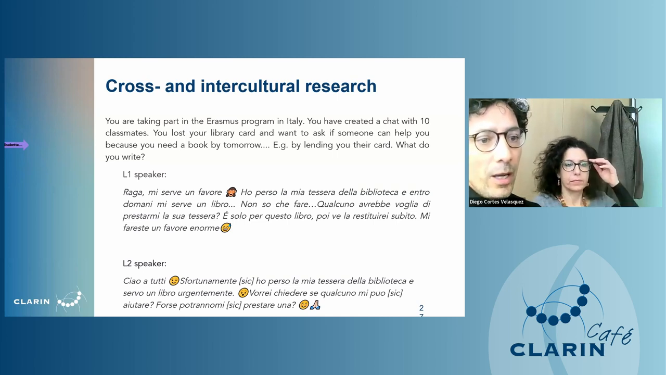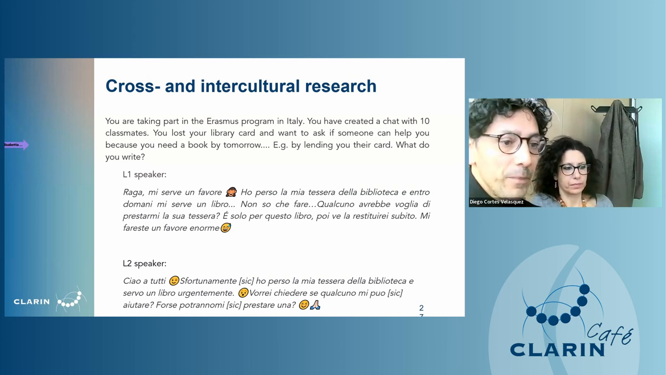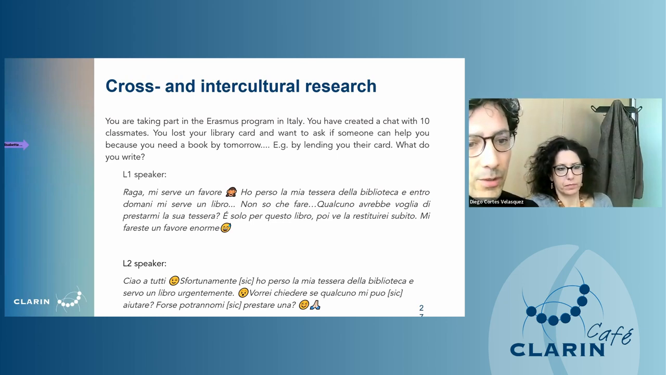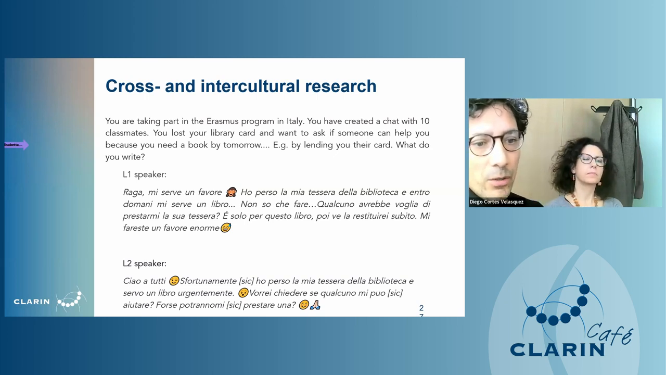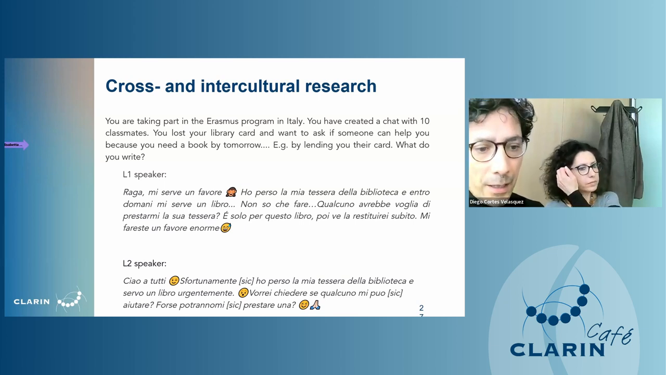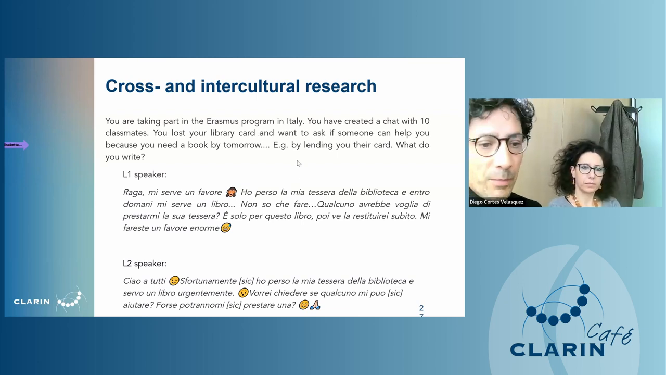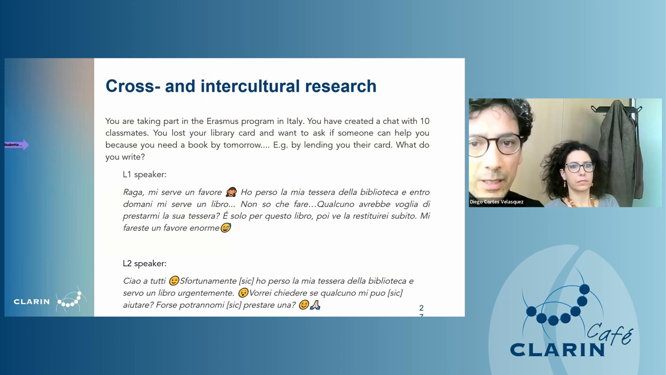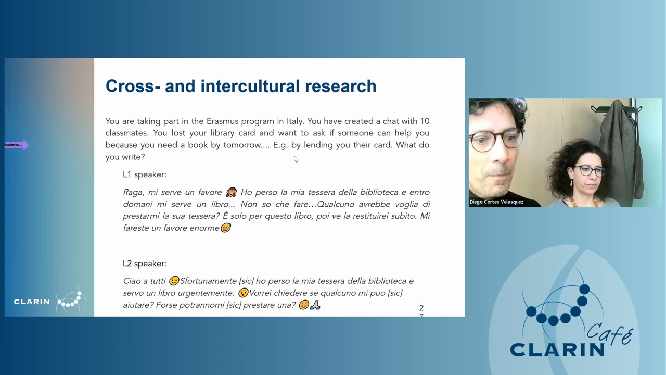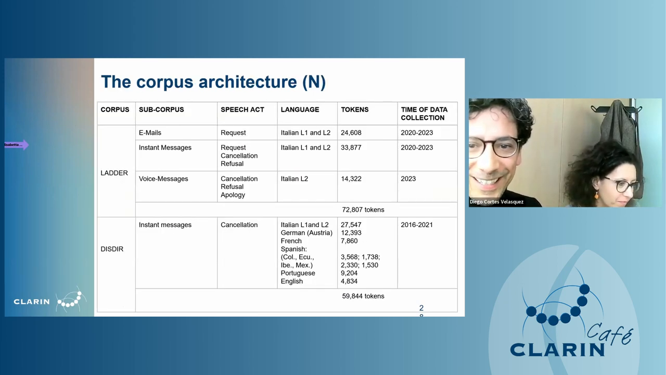We can also do another type of comparison, that is between L1 and L2 speakers. As you can see in the first example here, we have an L1 speaker of Italian, so this is produced by a native speaker. And in the second one, we have a non-native speaker of Italian. So we can compare not only cross-culturally, but we can also observe at the level of the interlanguage. So two different types of observations. And with this slide, I give the word to my colleague Nicola.